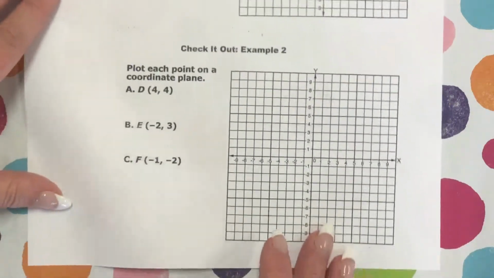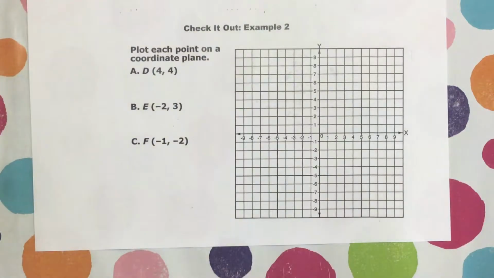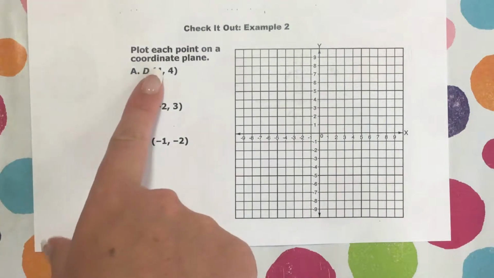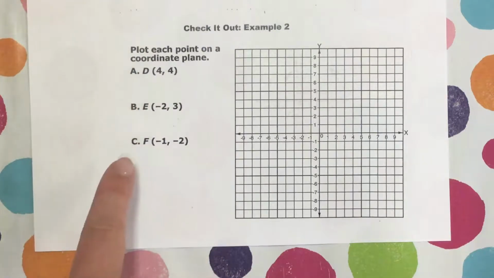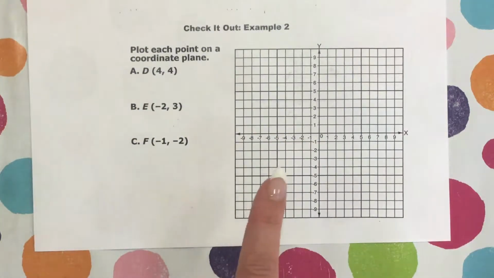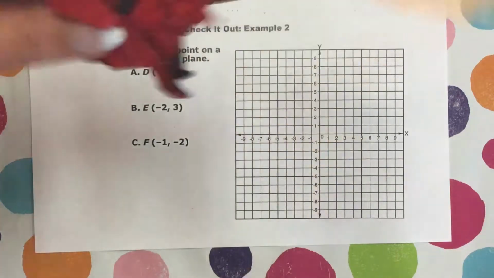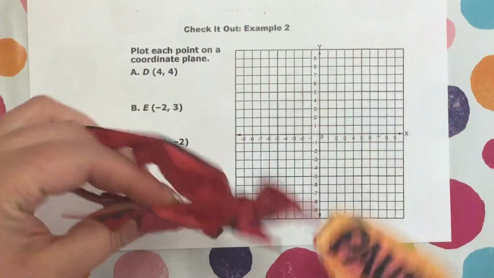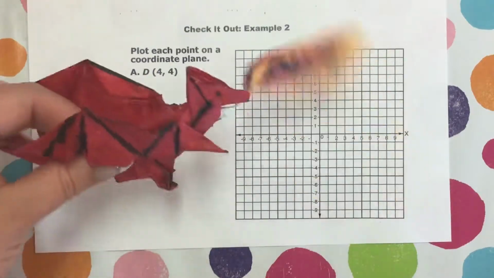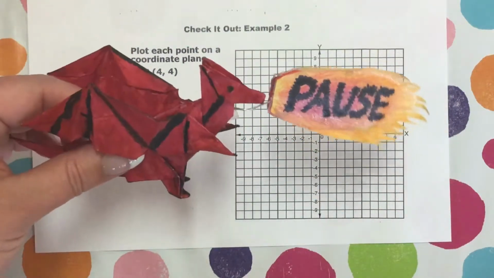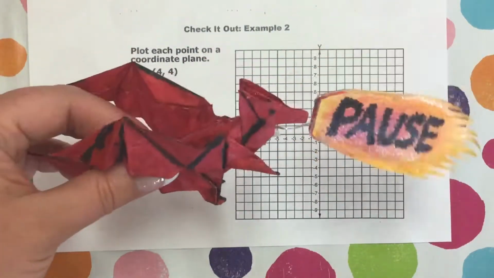So now it is your turn, ladies and gentlemen, to check it out on example 2. You have these 3 ordered pairs, D, E, and F, and I want you to go ahead and plot them on this coordinate plane. And so where's our friend? Oh, here's the pause dragon. Remind you to pause your device. When you get done with those 3, go ahead and press play, and we'll be back in a little bit and see how you did. All right, see you in a bit.